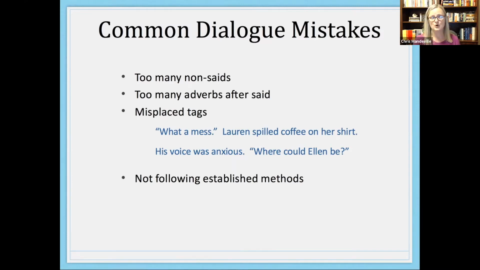Attribution is just another word for what we call a tag. You are attributing a piece of dialogue to a character. That's a dialogue tag or attribution.